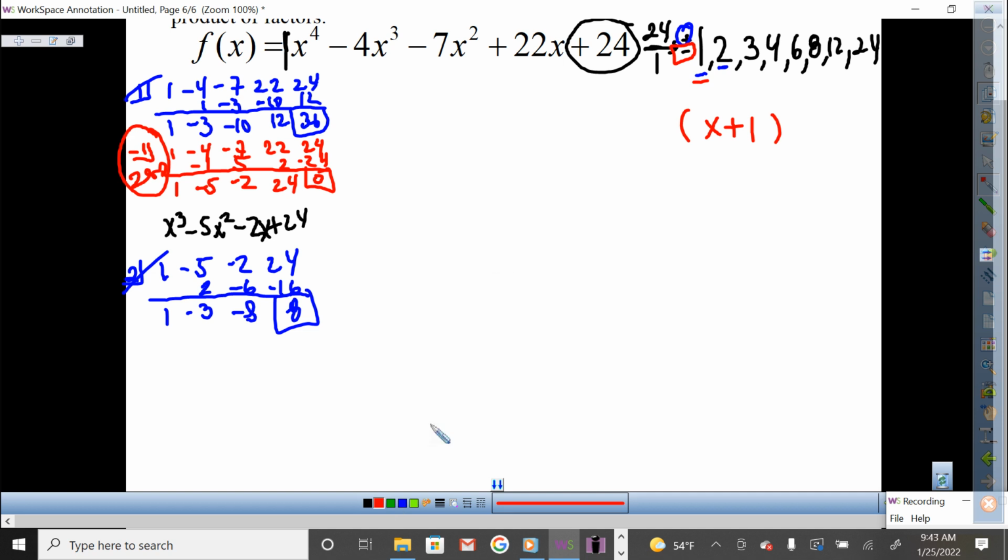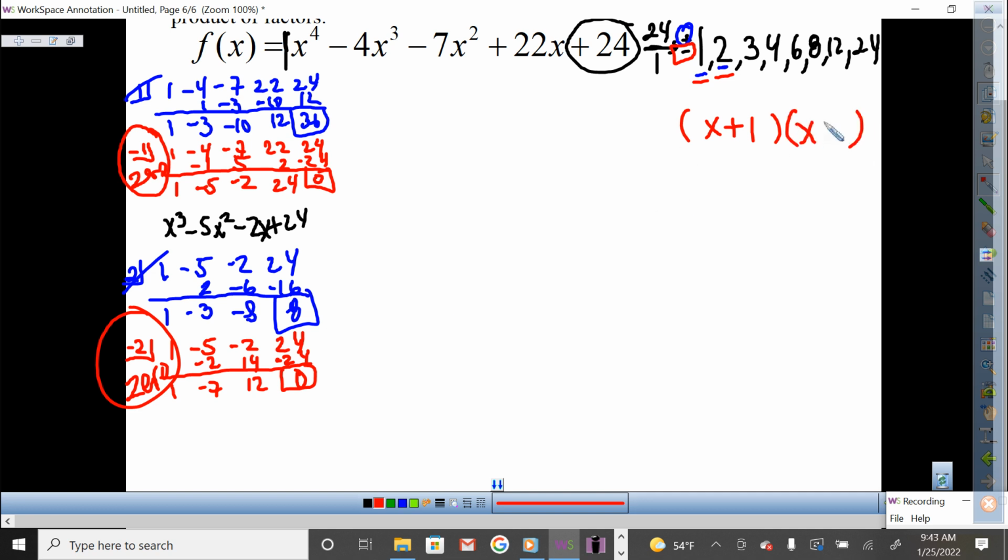All right. Next one, negative 2. Negative 2 times 1 is negative 2, combined, that's negative 7. Negative 2 times negative 7 is 14, combined, that's 12. Negative 2 times 12, that's negative 24. And guess what? That's our other 0. Who can give me this one as a polynomial? X plus 2, yes. Okay.